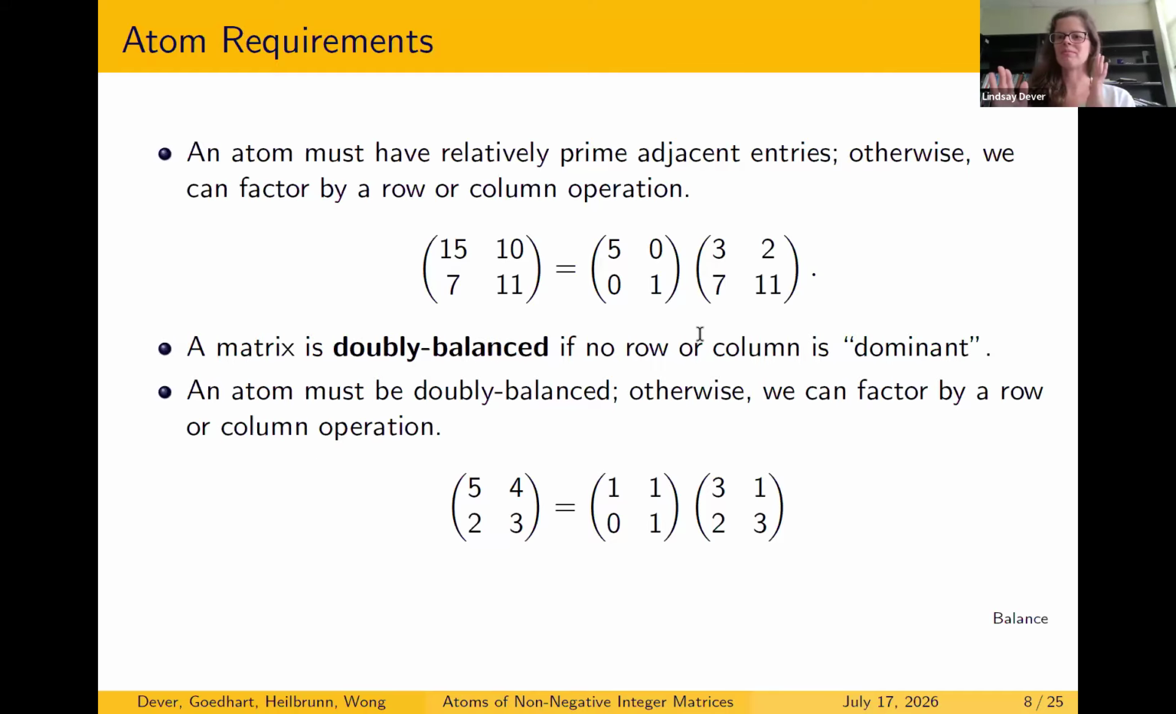Each entry can't be greater than or equal to the element next to it. This was terminology borrowed from a paper of Rainey. We are required to have everything doubly balanced because otherwise you can just subtract one row or column from the other. For example, here, the first row is dominant over the second row. So we can subtract the second row from the first row and still have a non-negative matrix, and factor out 1, 1, 0, 1 when we subtract that out.